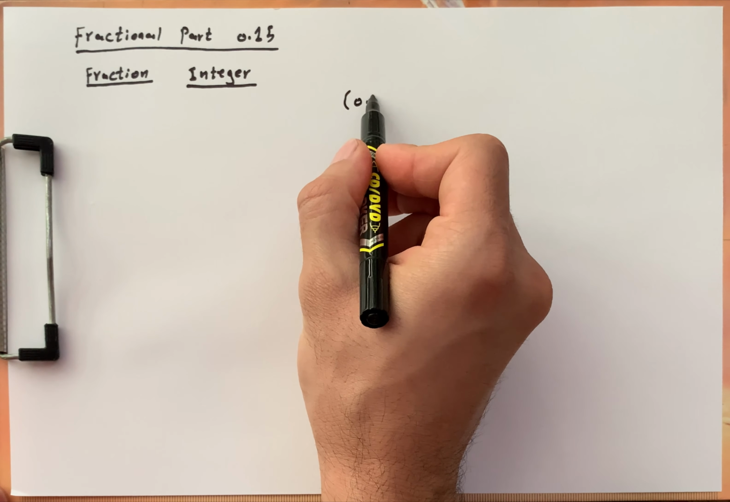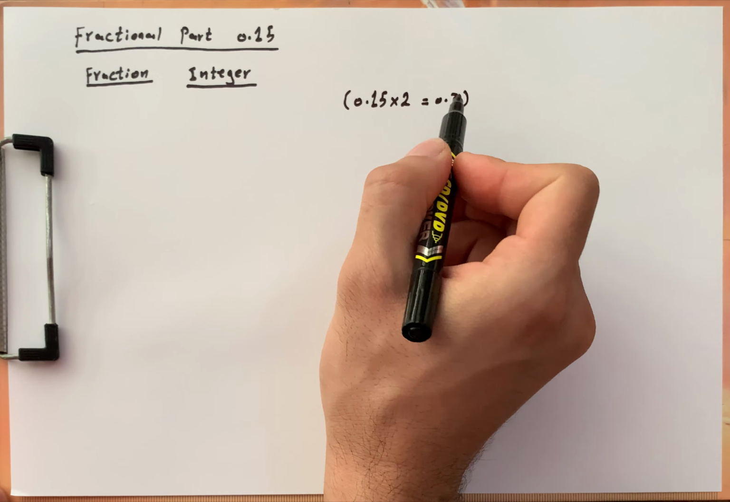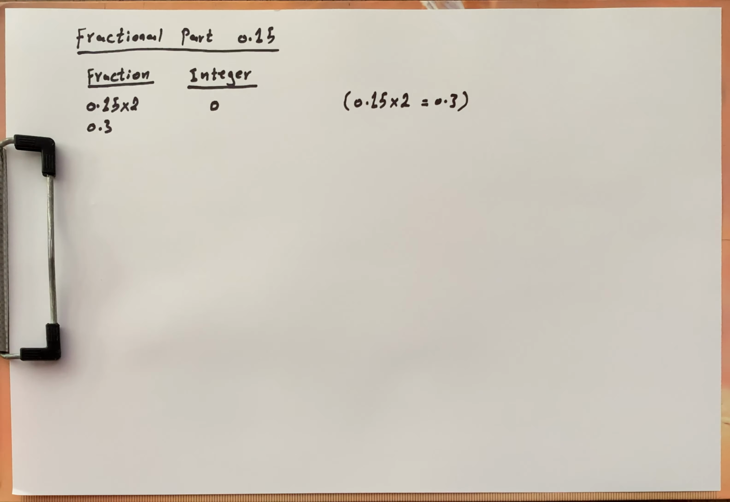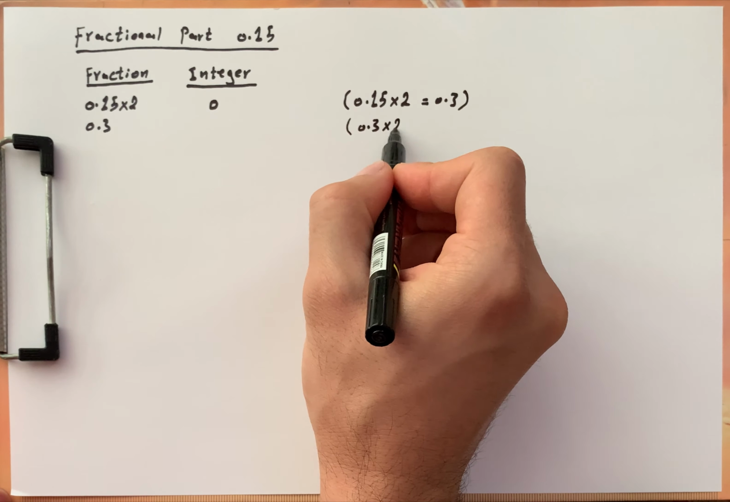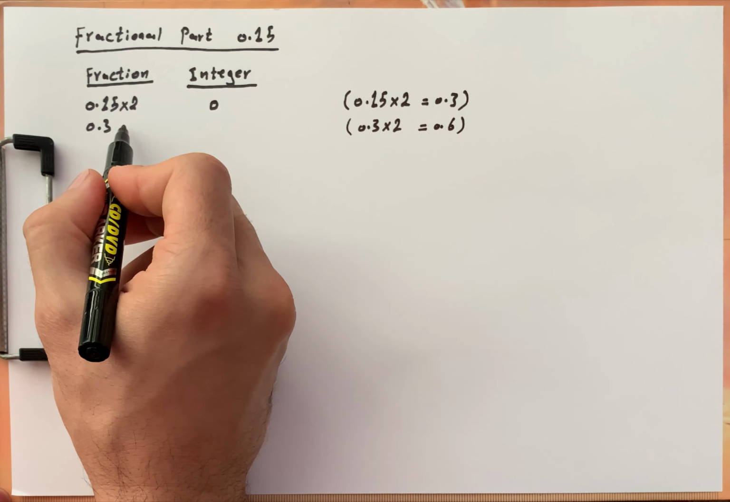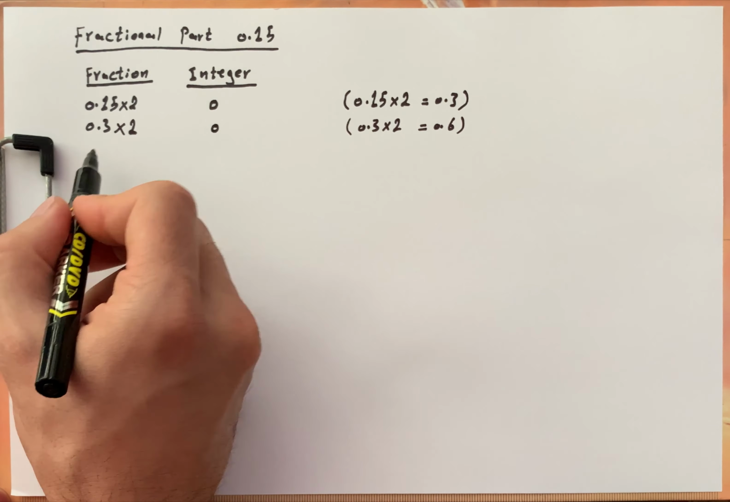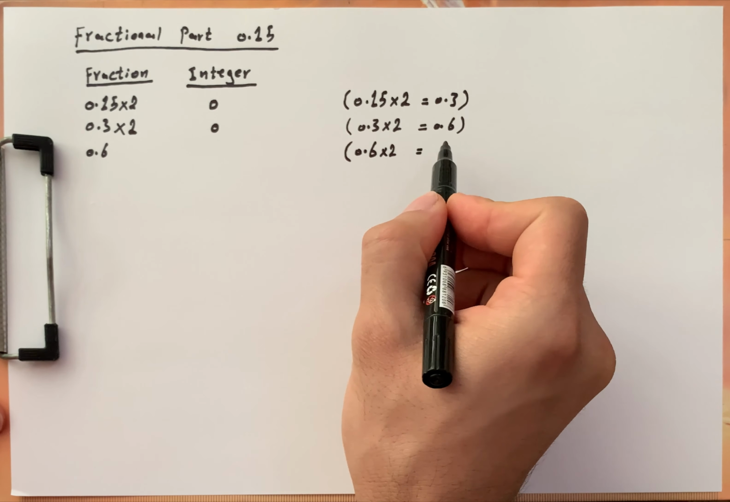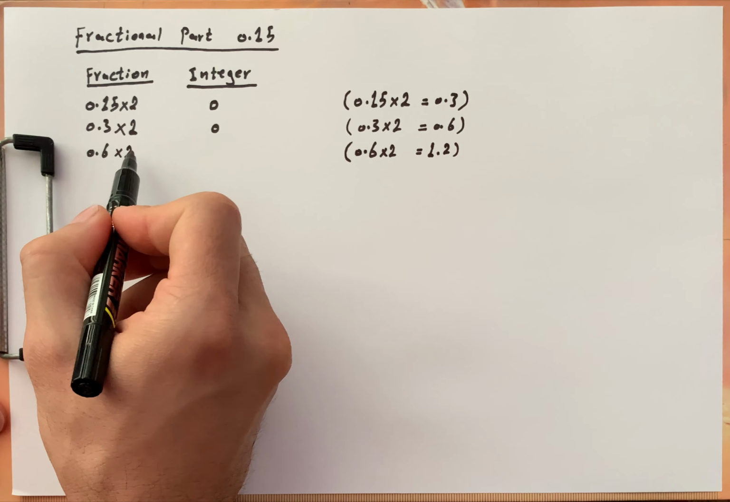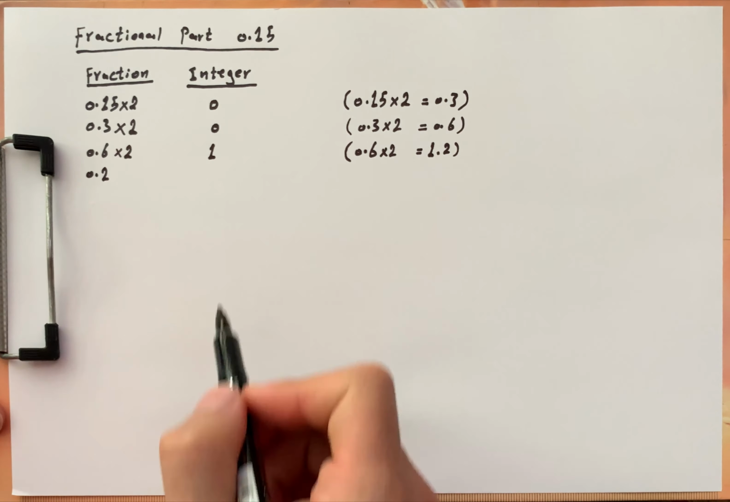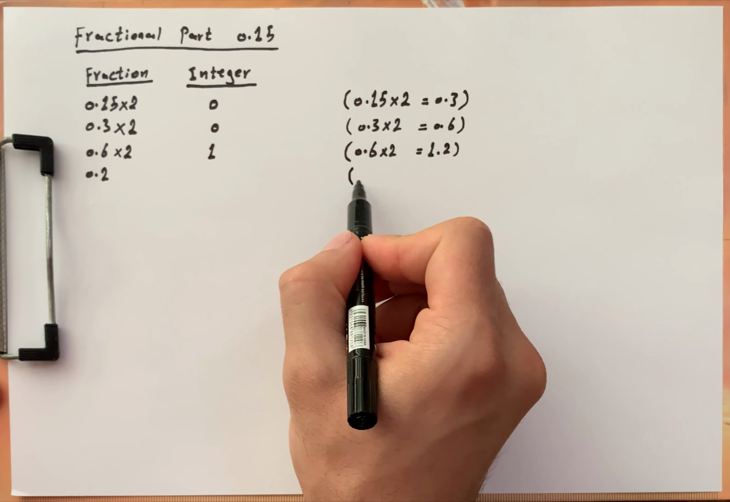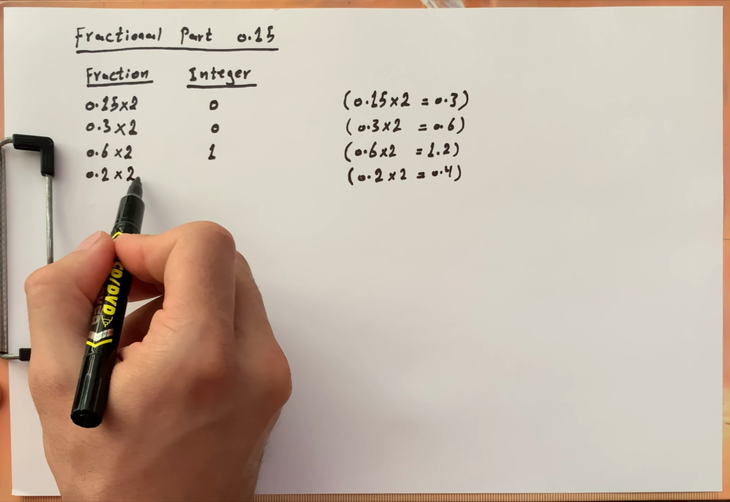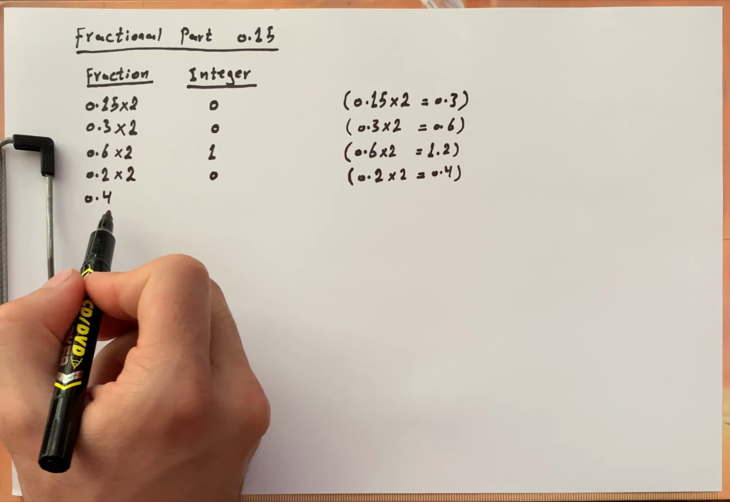Multiply the number 0.15 by the base 2 equals 0.3, so the fractional part is 0.3 and the integer part is 0. Then multiply the number 0.3 by the base 2 equals 0.6, so the integer part is 0 and the fractional part is 0.6. Then multiply the number 0.6 by the base 2 equals 1.2, so the integer part is 1 and the fractional part is 0.2. Then multiply the number 0.2 by the base 2 equals 0.4. So the integer part is 0 and the fractional part is 0.4.